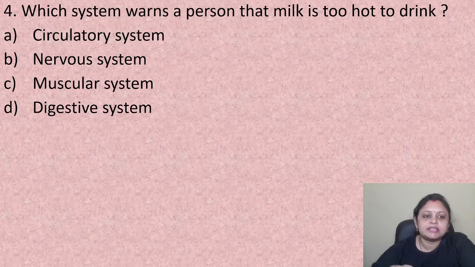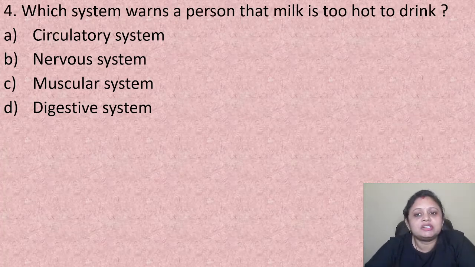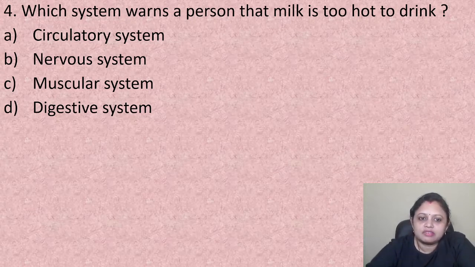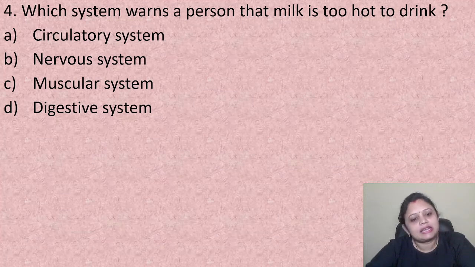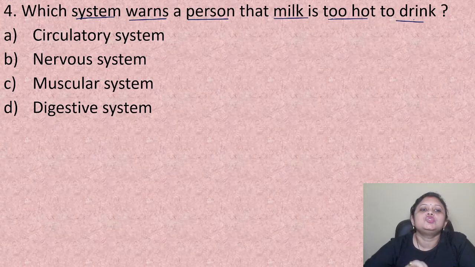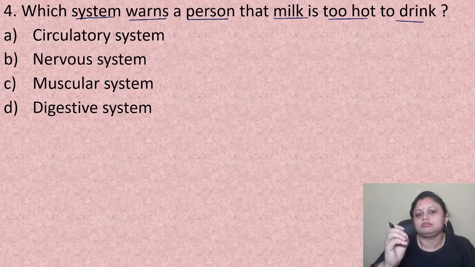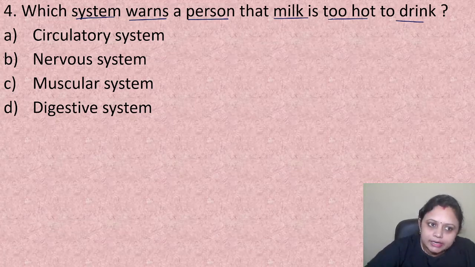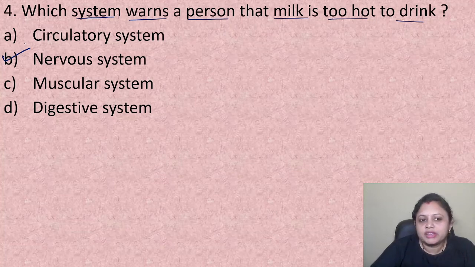Coming to the next question: which system warns a person that milk is too hot to drink? Option A, circulatory system. B, nervous system. C, muscular system. D, digestive system. That means we can feel through that system, which lets us know the condition of the substance. It is the nervous system. So the correct answer is option B, the nervous system.